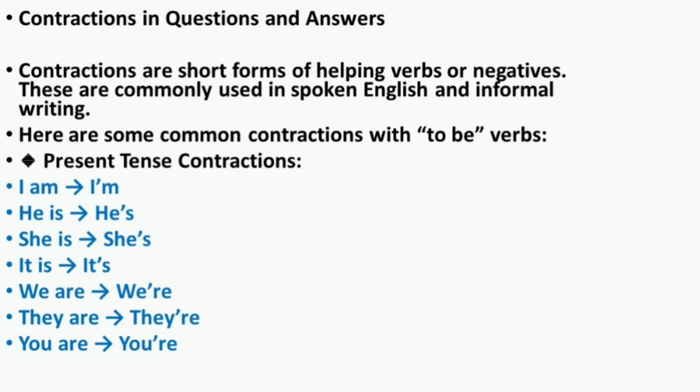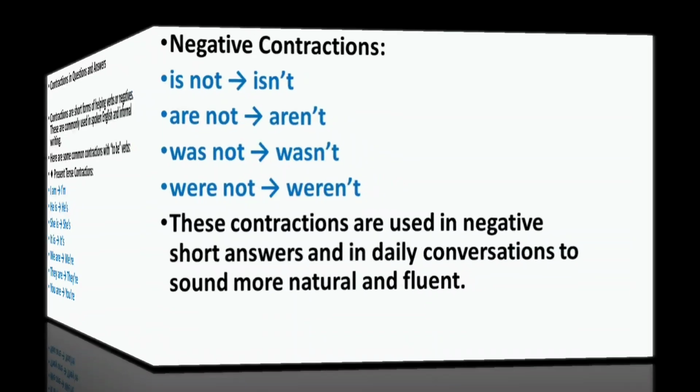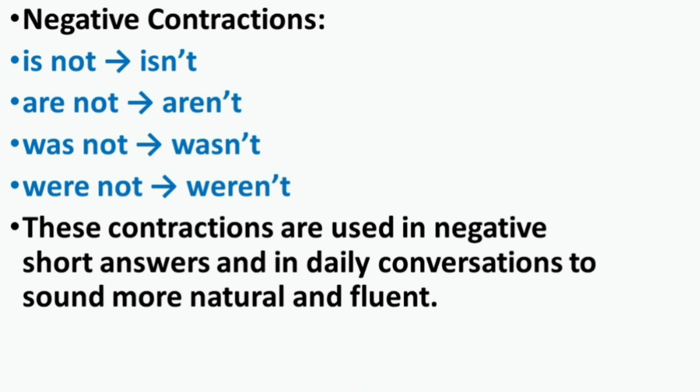Present tense contractions. I am, I'm, he is, he's, she is, she's, it is, it's, we are, we're, they are, they're, you are, you're. Negative contractions: is not, isn't, are not, aren't, was not, wasn't, were not, weren't. These contractions are used in negative short answers and in daily conversations to sound more natural and fluent, dear students.